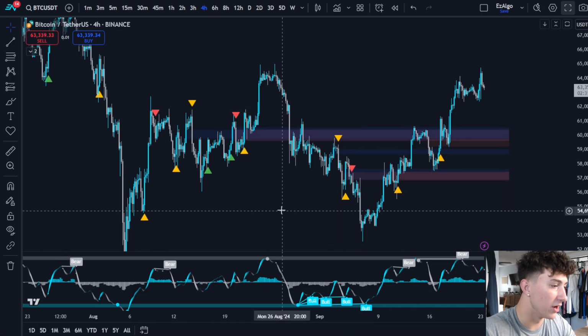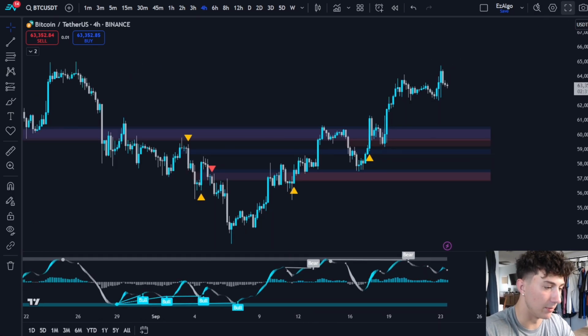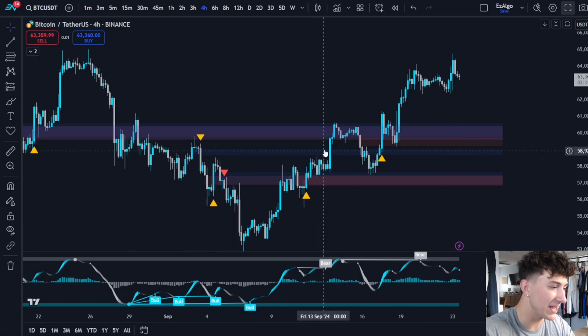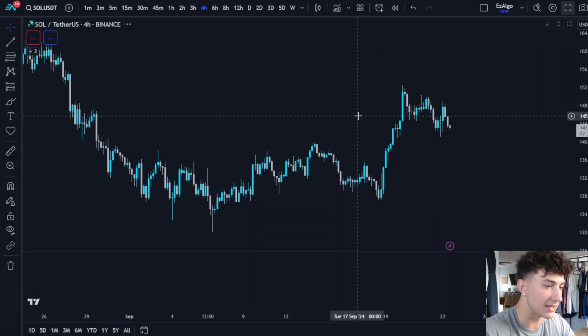On the screen here, you might be wondering what these arrows are. This is my own custom iFVG algorithm. I haven't seen this done before, but this is a real-time iFVG algo. I'm planning on releasing this inside of the Pro Discord.